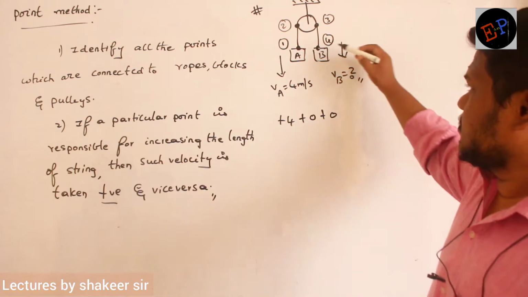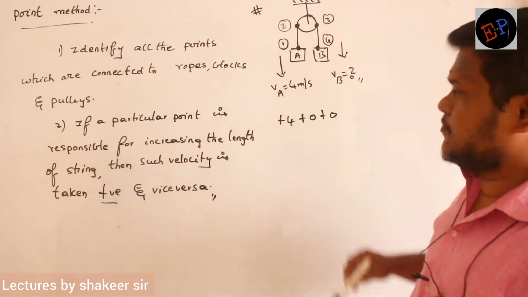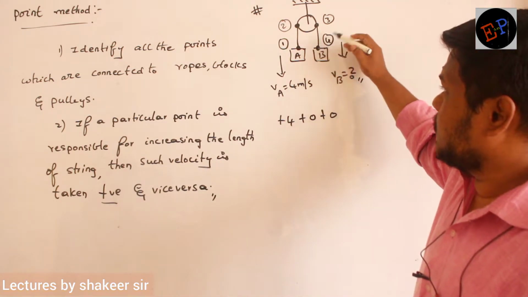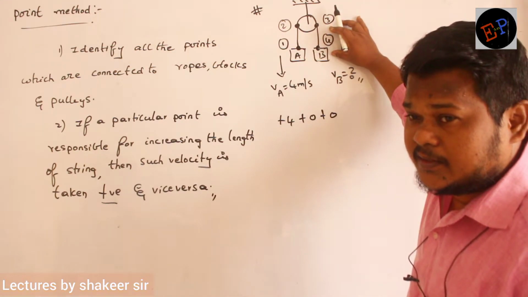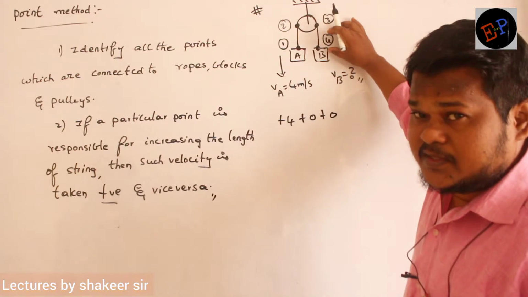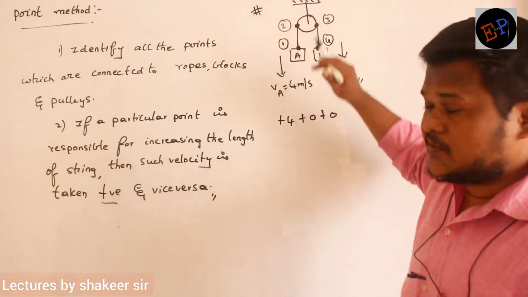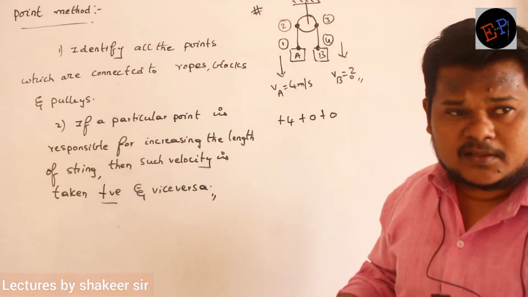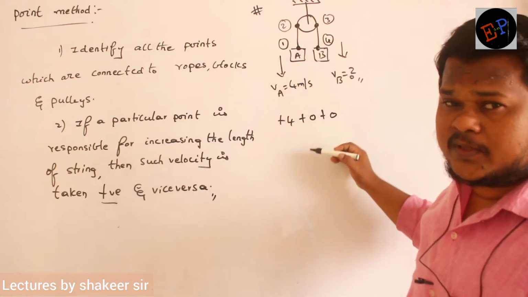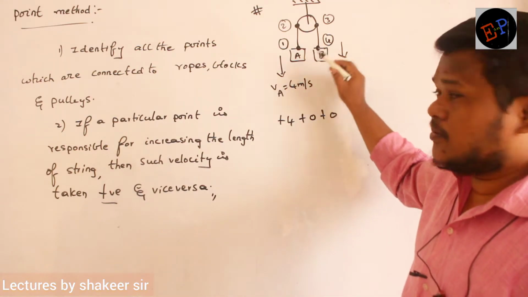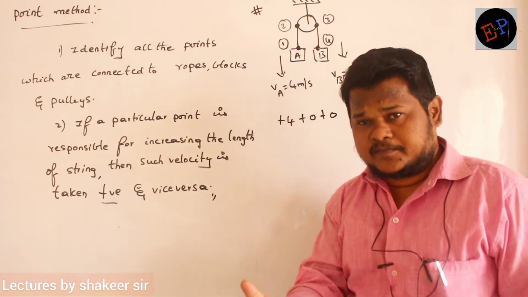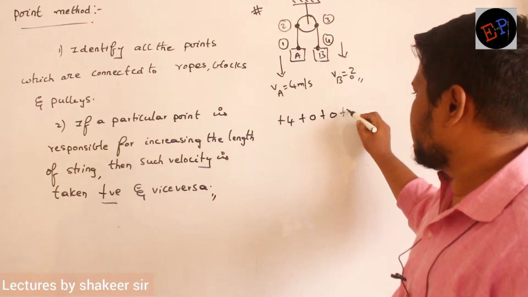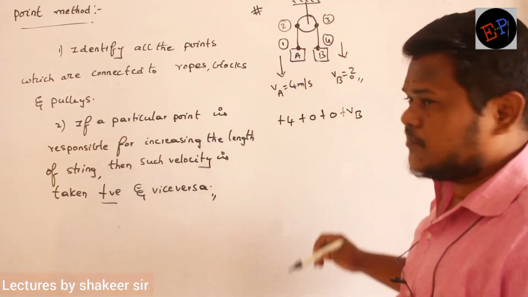So let us assume this point is going downwards. If this point is going downwards, what happens to the length of this string? Length of the string increases, no? If the length of the string increases, such velocity should be taken positive. And what is the velocity of point number 4? Velocity of block only. Point number 4 will have the velocity of the block only, no? So therefore I will write it as plus VB. Velocity of block B, plus VB only, no?